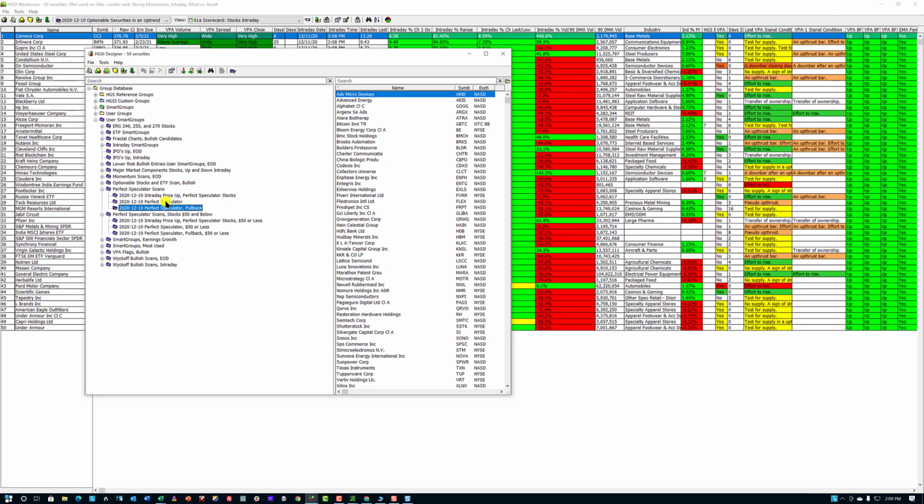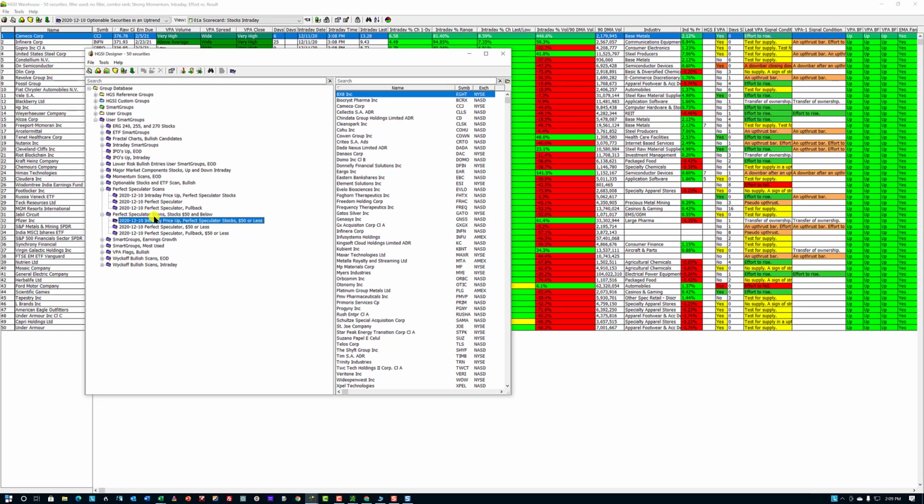They're in a counter trend. They were Perfect Speculator stocks, and now they're counter trend stocks, and I'm limiting these to 50 rather than all of them, just because there's no need to look at all those stocks.